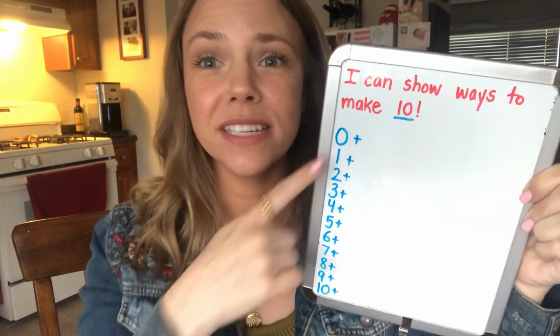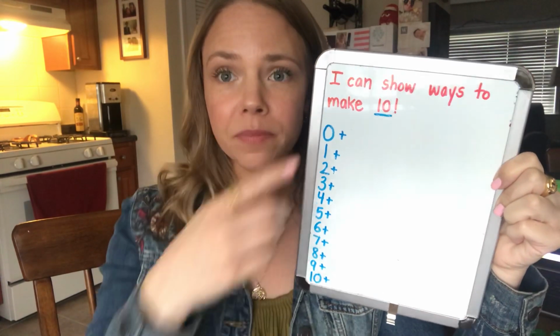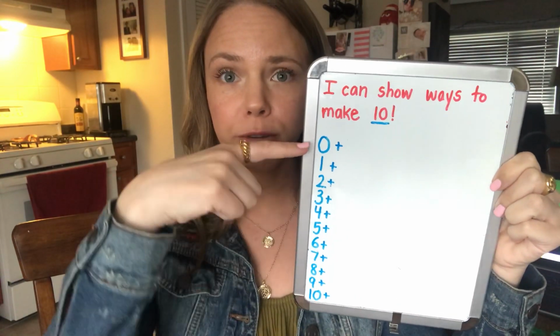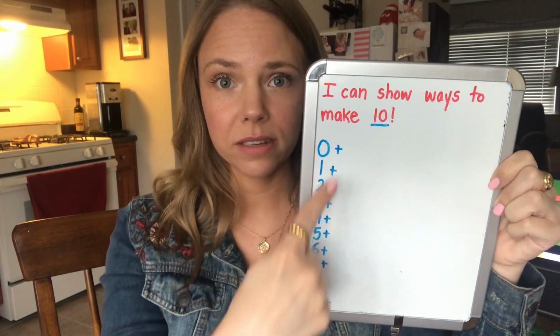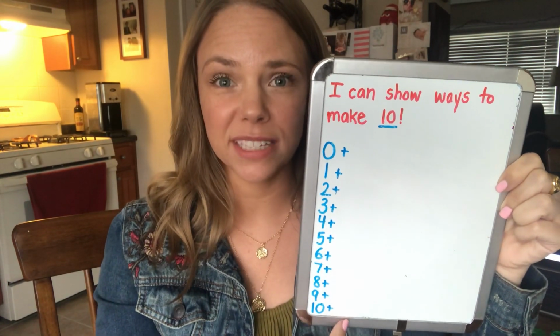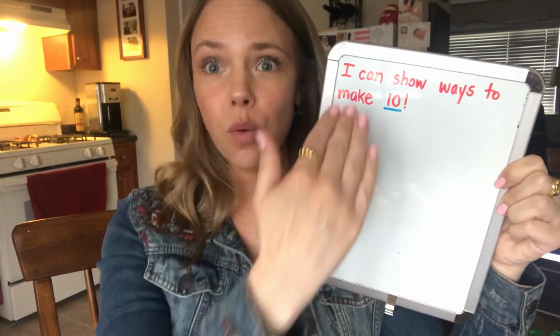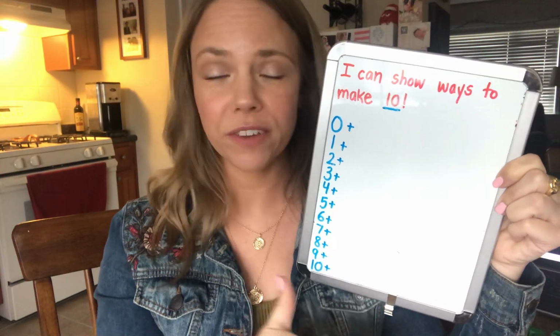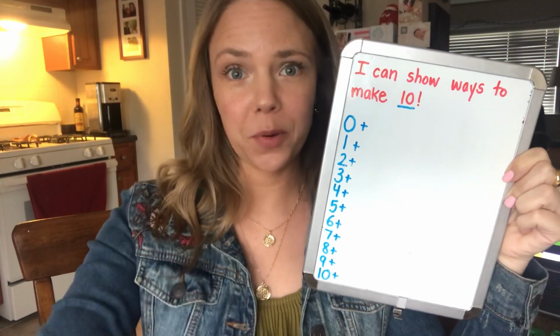Okay, so this is a strategy that I like to use when I'm showing all the ways to make 10. I made a list of the numbers from 0 to 10. And then I put my plus sign. And now I'm going to finish my equations, and there's going to be a very cool pattern that we're going to notice once we've completed our list of ways to make 10, okay?